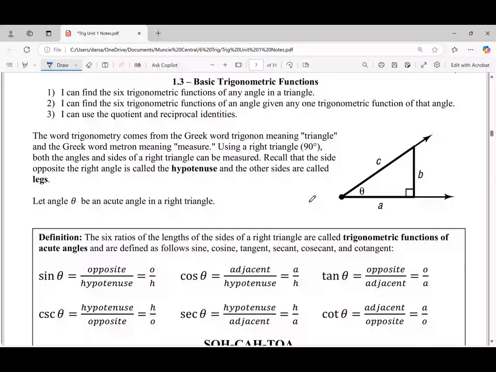Today, we define the most important part of trigonometry, and that is the 6 basic trigonometric functions. They are going to be based on a right triangle. So let's start by looking at this right triangle right here. As you can see, we have highlighted this bottom angle and called it theta. That is the Greek letter theta.